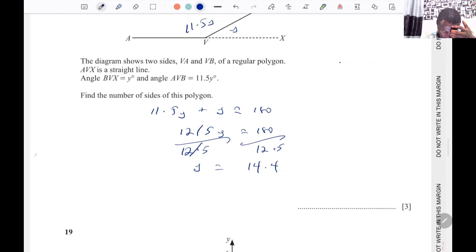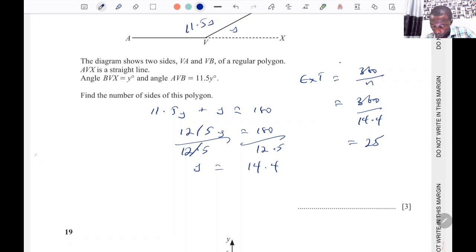Remember, it's a polygon, and we're looking for the number of sides. So we're going to use the exterior angle. The exterior angle of a polygon is equal to what? 360 over N, because we're looking for the exterior angle, and N is the number of sides. So at this point, the number of sides will come from 360 over 14.4. So 360 divided by 14.4 will give us 25. So my answer here is what?